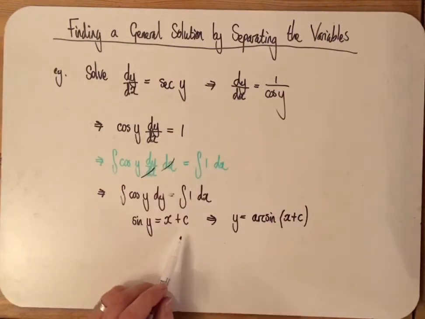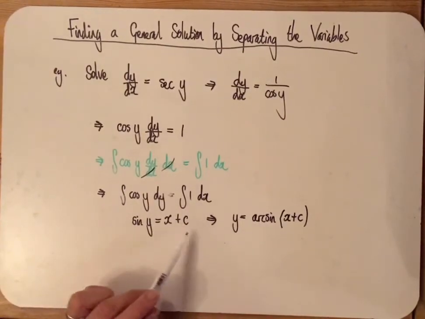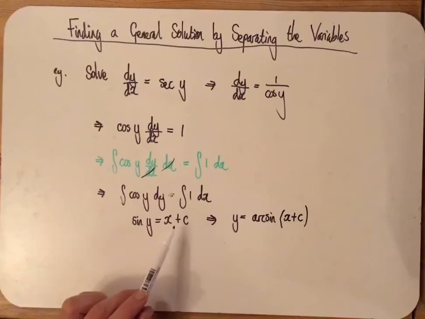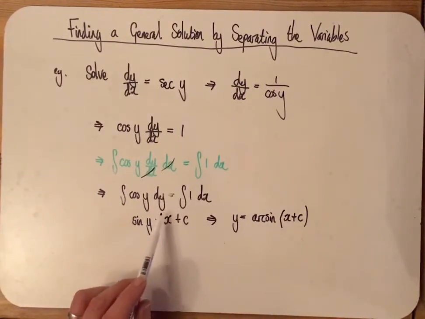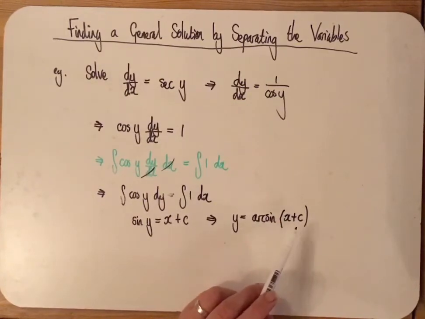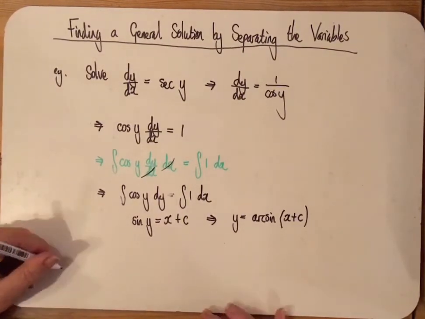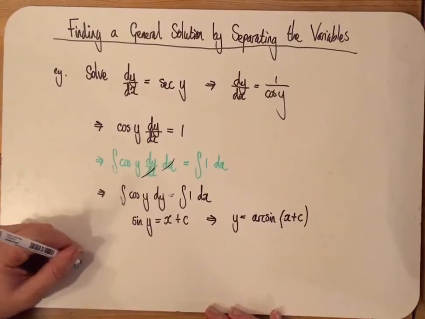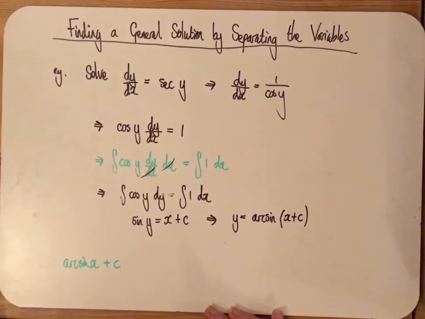You need to be careful with this constant for these. So as soon as you integrate, you have a generic plus c, so that's incorporating the constants from both sides. But when I do this arc sine here, it's arc sine the whole of the right hand side, including that plus c. So yeah, just be a little bit careful. I don't like writing down wrong things, but if you wrote down arcsine x plus c, that is incorrect. So arcsine of the whole of the right hand side.